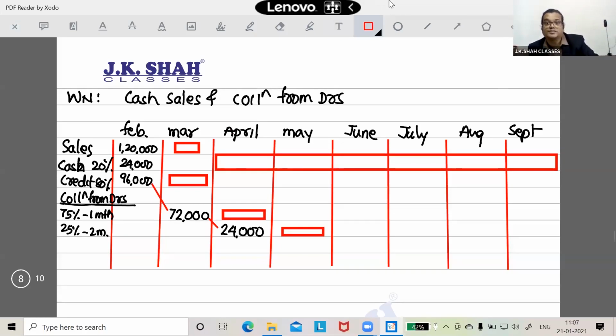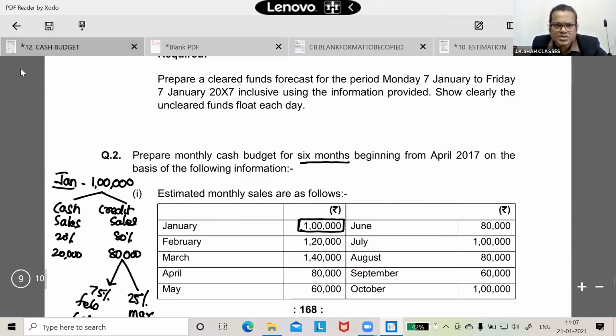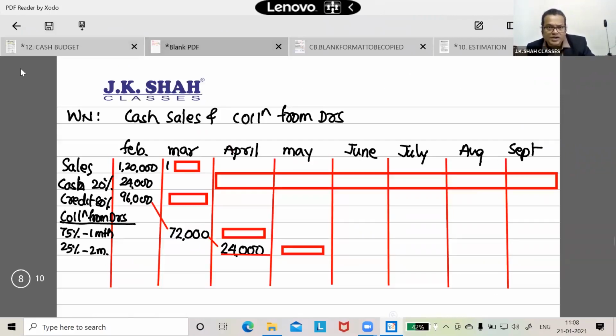You'll have to take a total of collection. Let's do one thing. Let's fill it up for March also, and then we will stop. Let's take the value of March. What is the sale of March? 140. Okay, so I'll put 140 over here. 140 in 20 and 80. So 20% would be 28,000. 80% would be how much? 1,12,000.